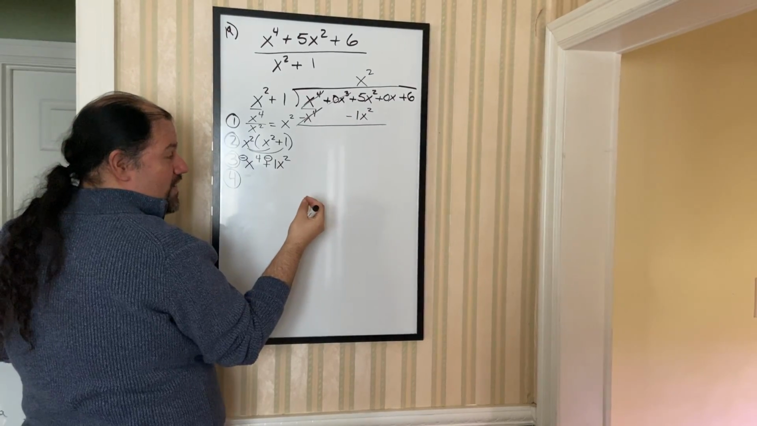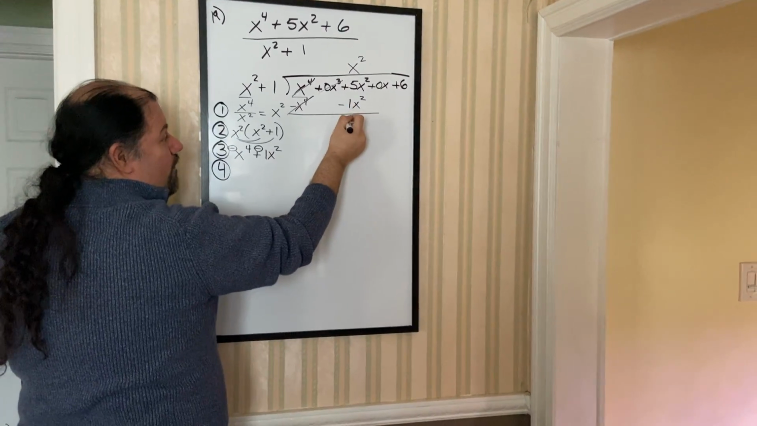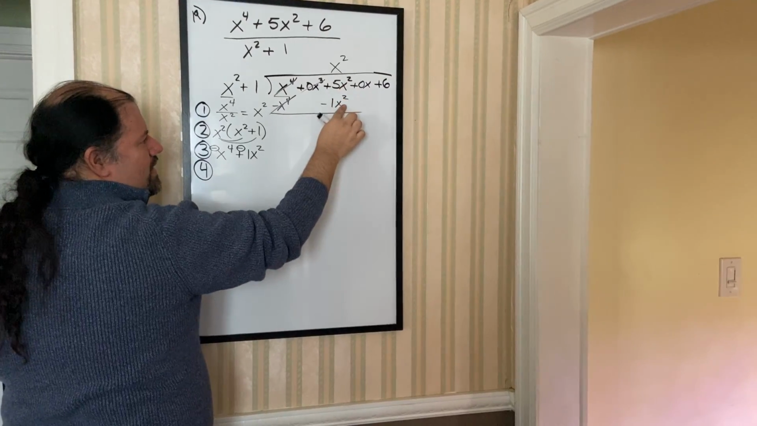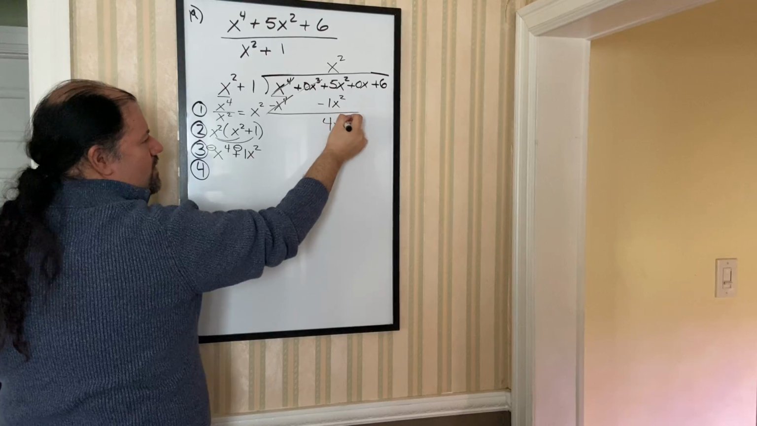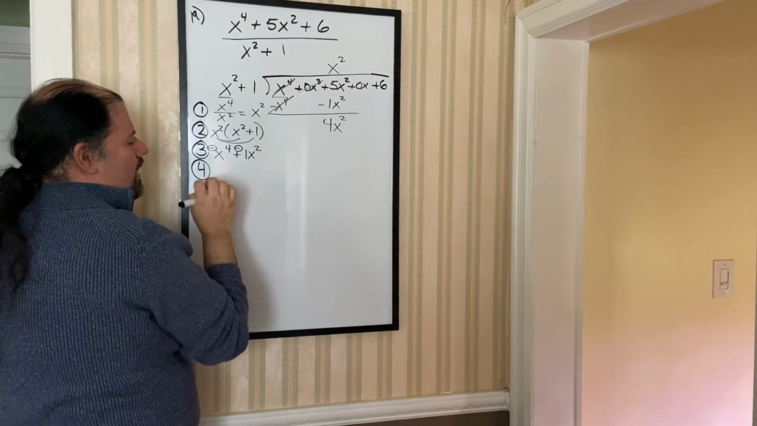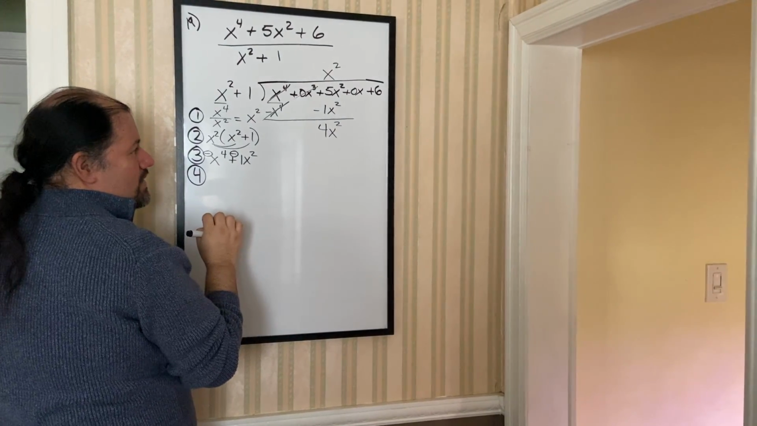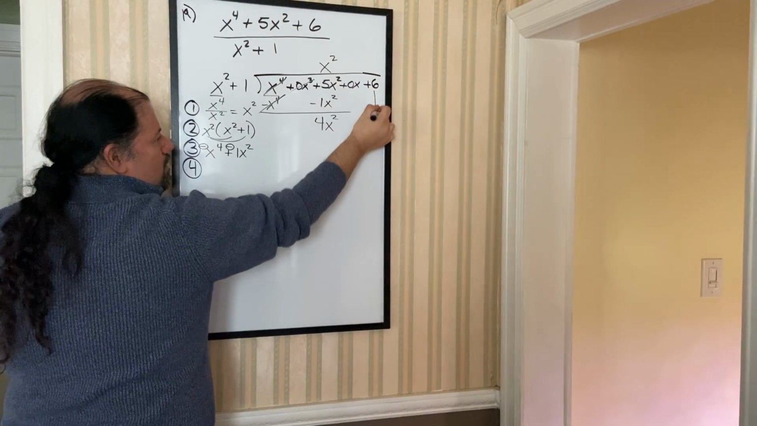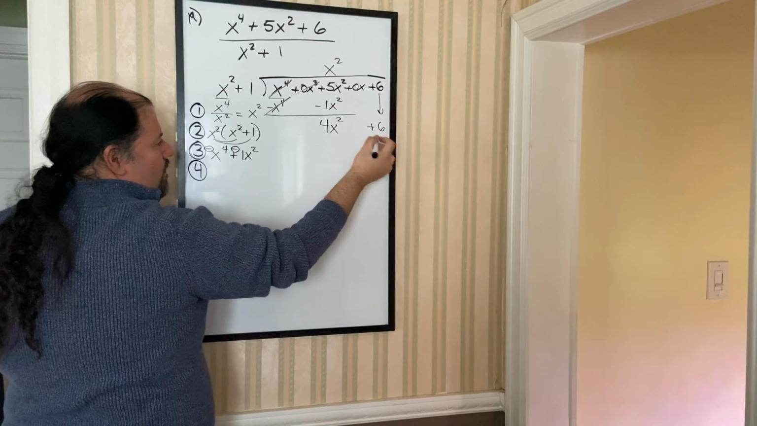Remember, tug of war for part C. We're going to get a 4. Positive team is going to win. X squared stays x squared. So now what we're going to do is bring down the next term. Since this is 0, I'm going to bring down this guy, positive 6 for right now.